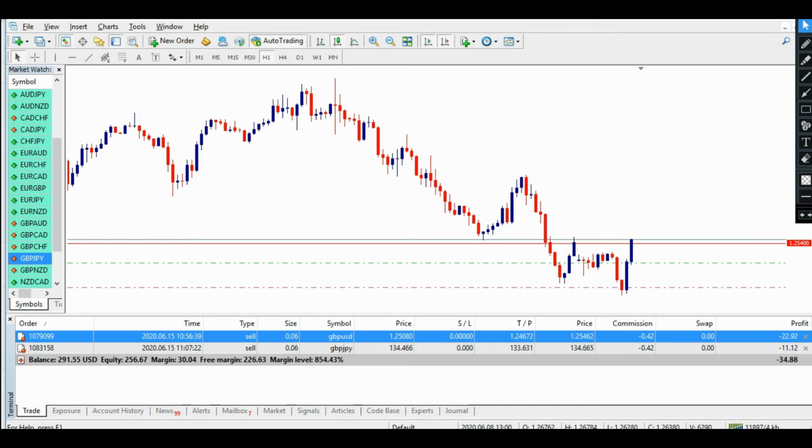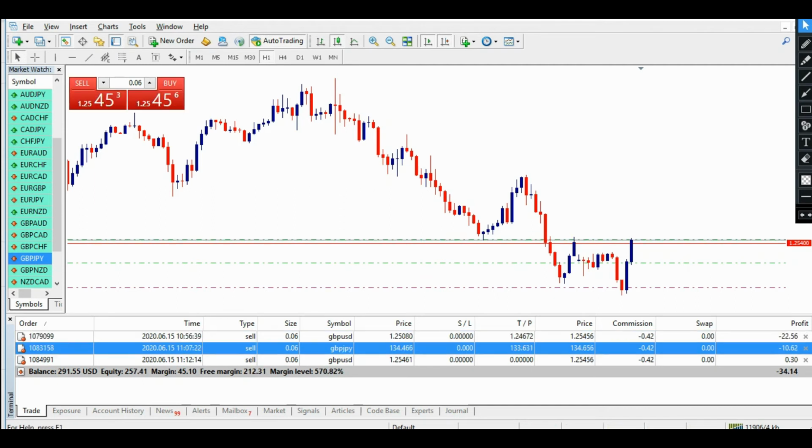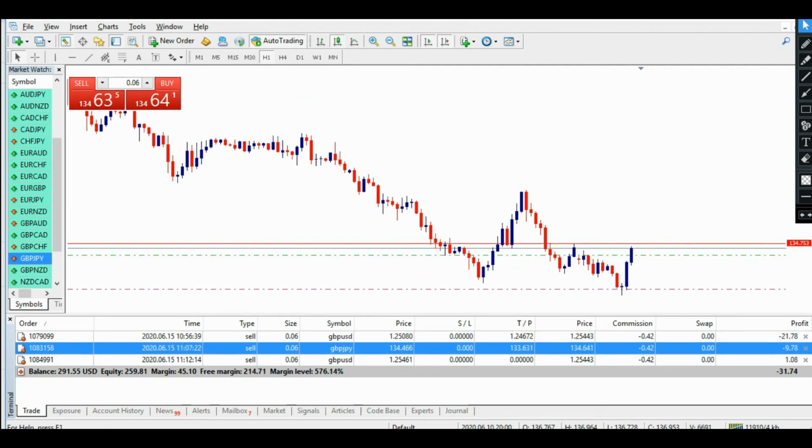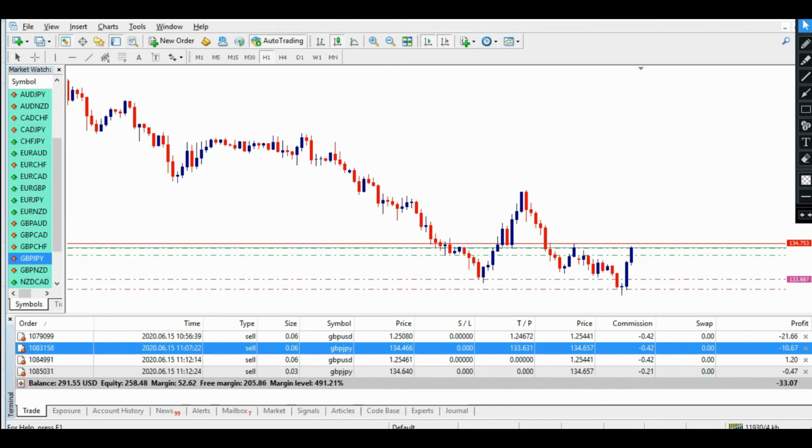What I will do, I will place another sell order because price has not closed yet, and EUR JPY is also nearer to my zone, I will also place a sell order there, but I have decreased the lot size. So right now I have placed 4 trades. So this will be my take profit zone.